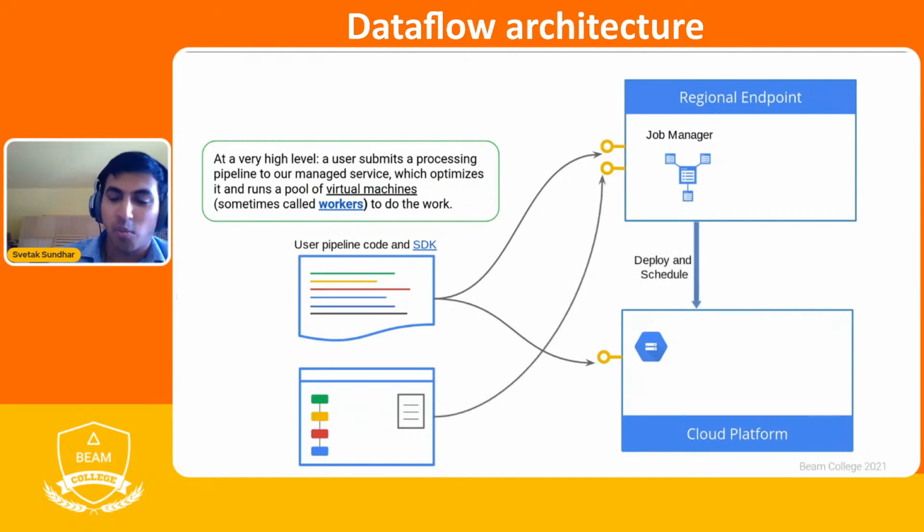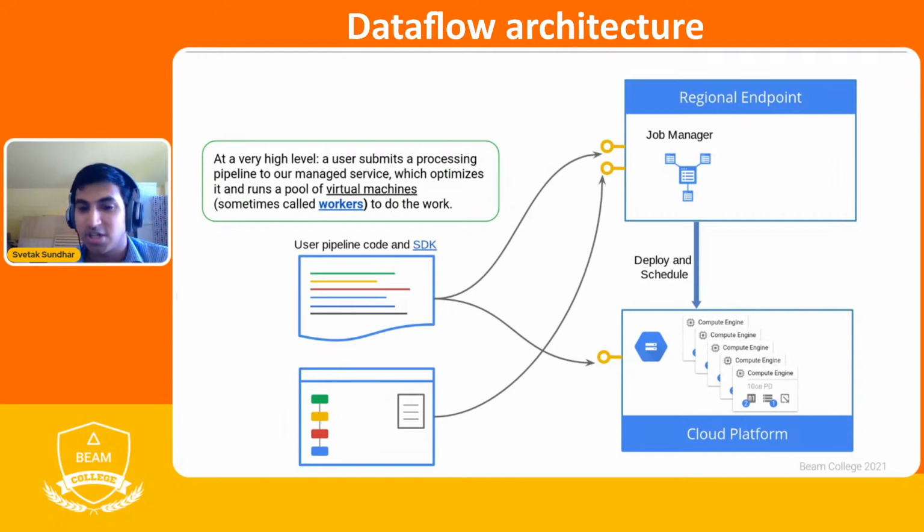And so once you have submitted this to your regional endpoint, or also known as your primary worker, it is going to lease out work to your secondary workers. And your secondary workers are going to be the ones that are actually doing the work. And so these secondary workers, like I just mentioned in the previous slide, are all Compute Engine VMs.